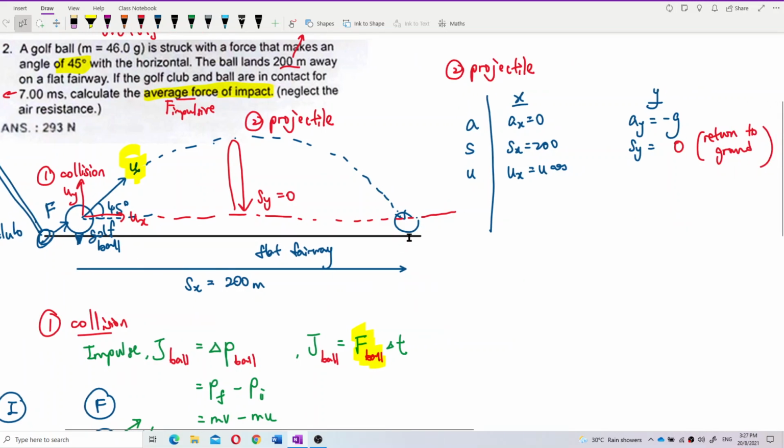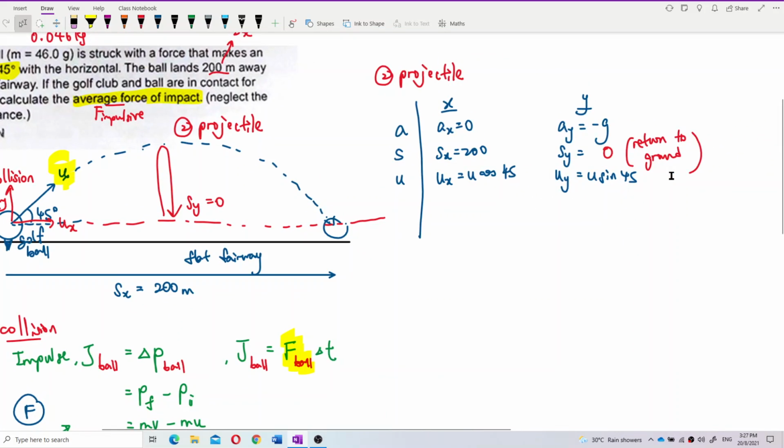So we need to resolve. The x component is u cos 45, and then Uy is u sine 45. Ux is positive because it goes to the right. Uy is also positive because it goes upwards. Okay, and what else do we know? Yeah, the time. We need to find the time. The time x should be the same as time y. Okay, so now let us do the questions.